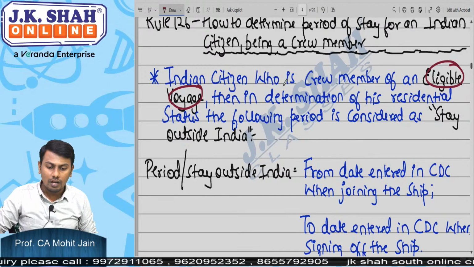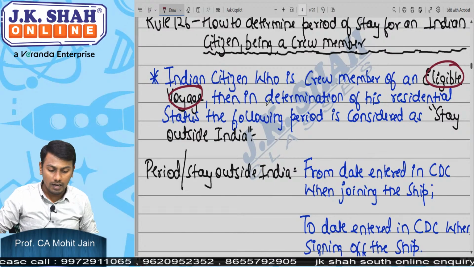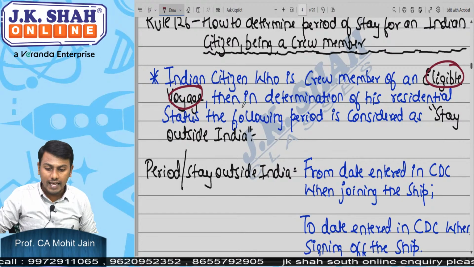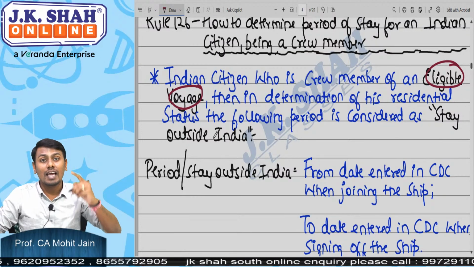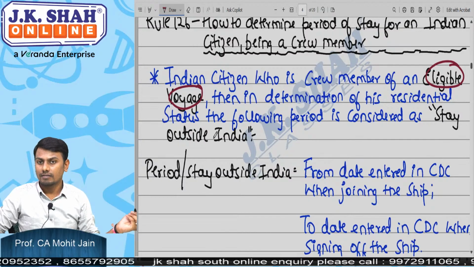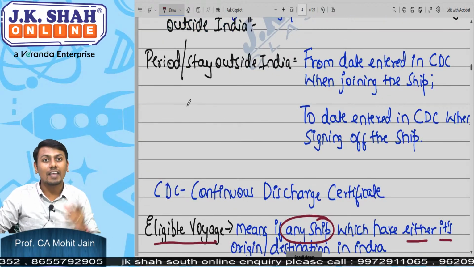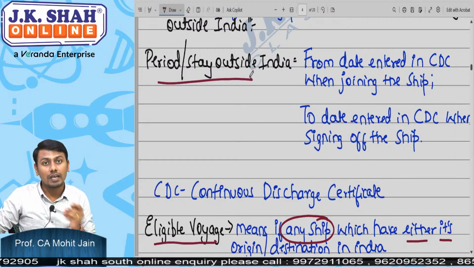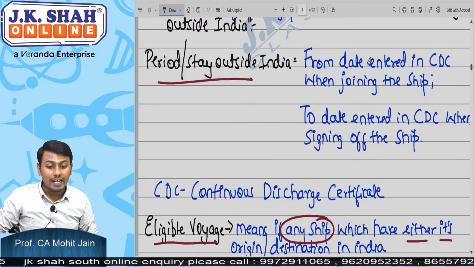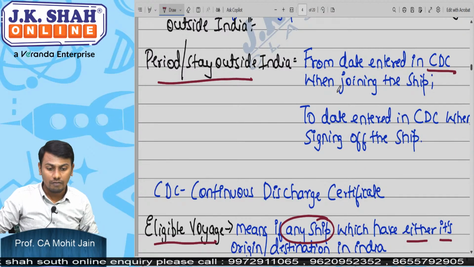So what is it saying? An Indian citizen who is a crew member of an eligible voyage, then in determination of his residential status, the following period is considered as stay outside India. What period? See here, again, they have used fancy words here. What will be counted as a period outside India? From the date entered in CDC when joining the ship.